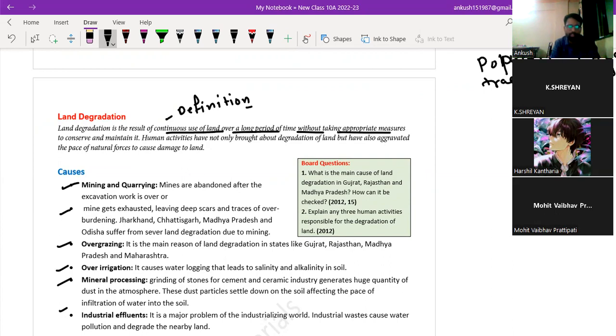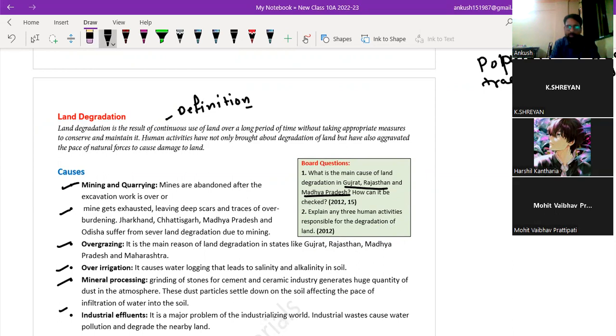How can it be checked? This is actually the question. It is based upon the particular reason. But in general, suppose they are asking you the question: what is land degradation? So you should put this definition over there. What is land degradation? Understood?